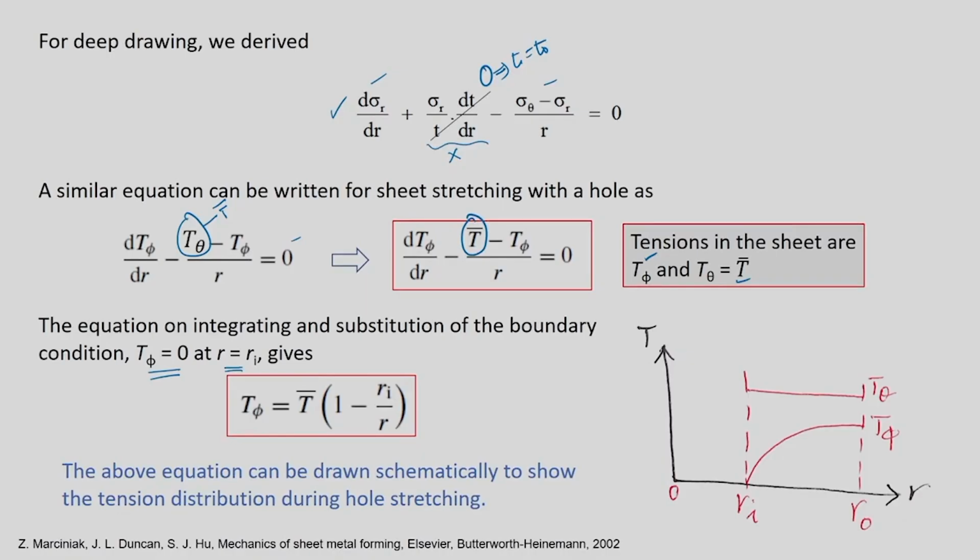Okay. So, the above equation can be drawn schematically to show tension distribution during hole stretching, which is what I have shown here. Suppose you plot T versus R, you can see that T phi at Ri would be 0, that means at the hole edge, and it will increase until it reaches a point at R naught. And T theta would remain almost constant at one particular value. So, this is one way to analyze it.